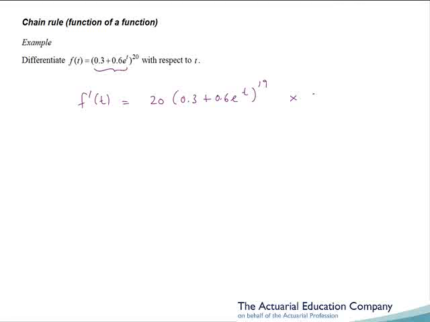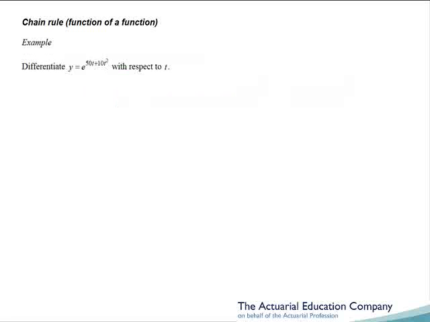The derivative of this will be 0.6 e to the t. To differentiate y equals the exponential of 50t plus 10t squared, we use the fact that when we differentiate an exponential, we just get the exponential to the same power. But now using the chain rule, we'll times by the derivative of that nested function, which will be 50 plus 20t.